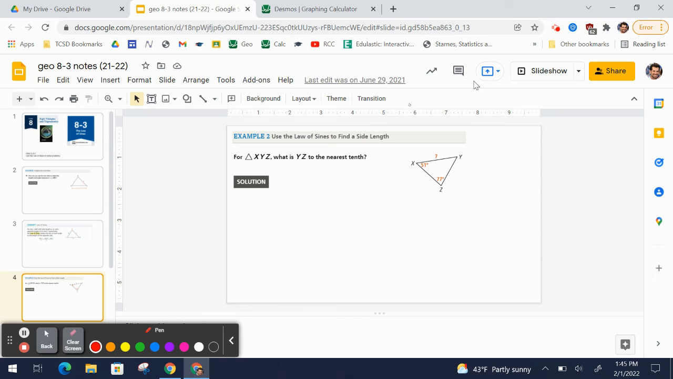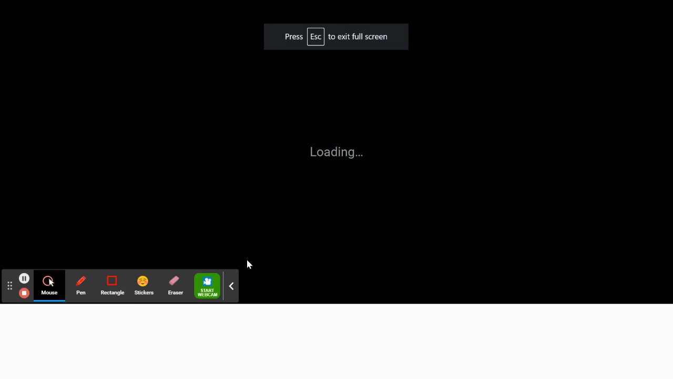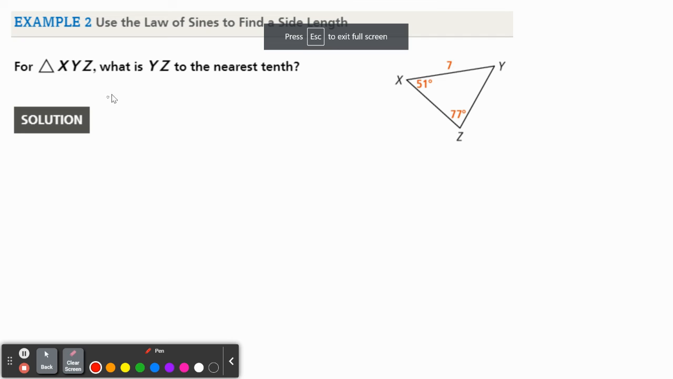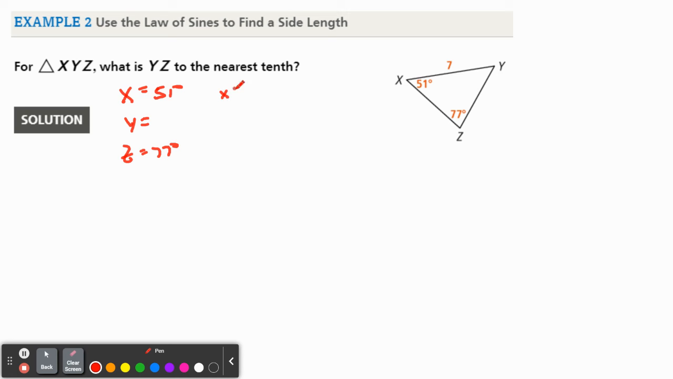So if I come back here, oh, it's so sad, it was all gone. Okay, so again, up here, I'll use capital letters this time. I knew X was 51 degrees, Y I don't know, Z is 77 degrees. I just found x to be 5.58, and I don't know y, and I know z is 7. So now to find angle Y, you have the 2 angles of a triangle, so add them up, 51 plus 77, that's 128. And then subtract that from 180, and that is 52. So I know that angle Y is 52 degrees.